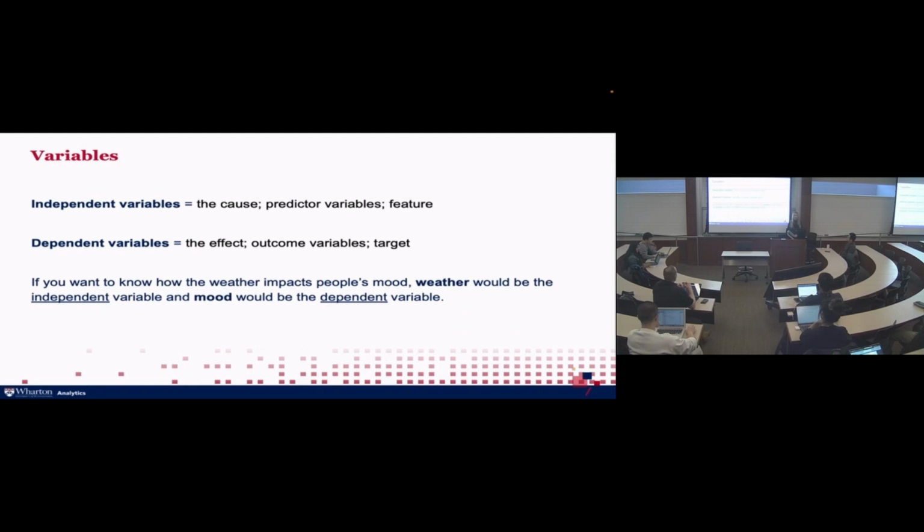For an example, if I want to know how the weather impacts people's mood, weather would be the independent variable because it is predicting an outcome, and someone's mood would be the dependent variable because that is what we are predicting, what we're measuring.